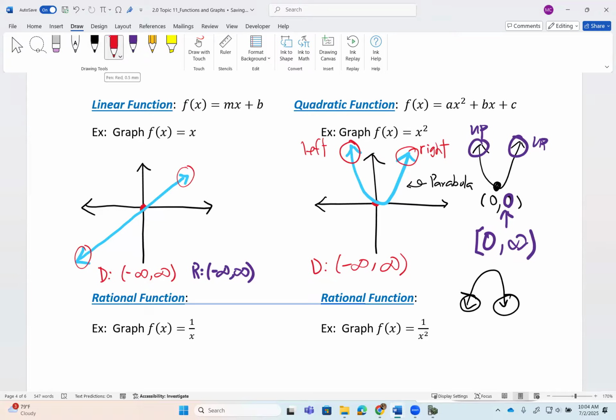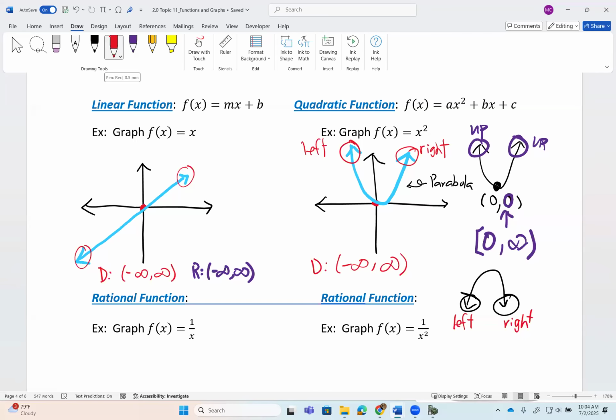So if my parabola points downward, this arrow pointing down, but also pointing to the right, this arrow pointing down and also pointing left. So my domain is still negative infinity to positive infinity. My x values are still coming from negative infinity to positive infinity. That doesn't change.